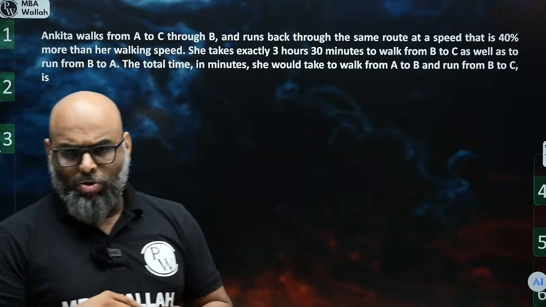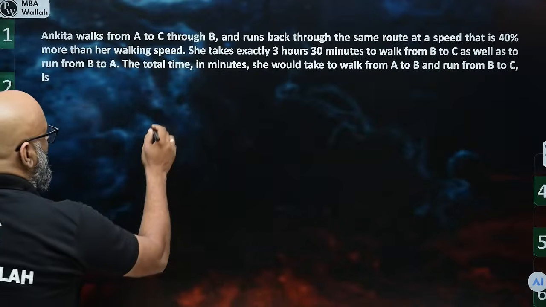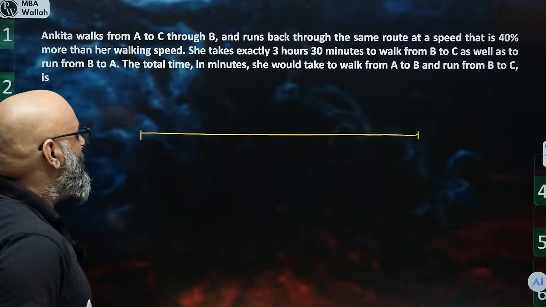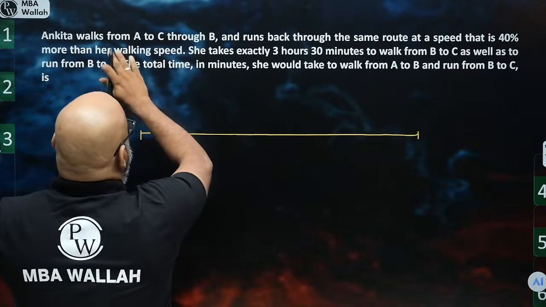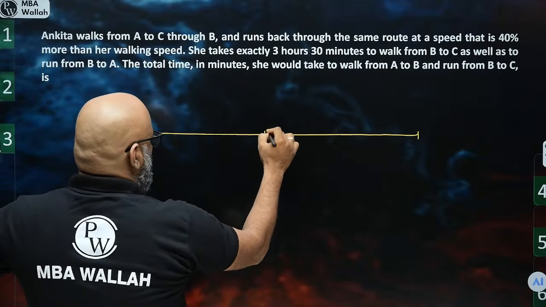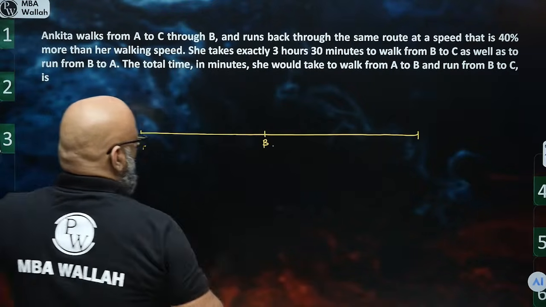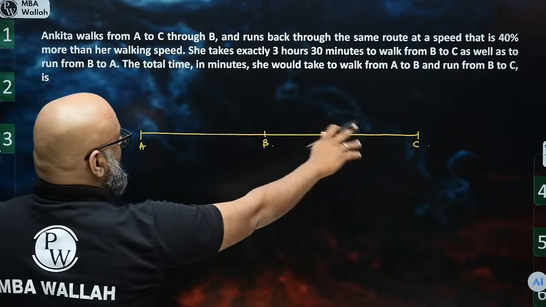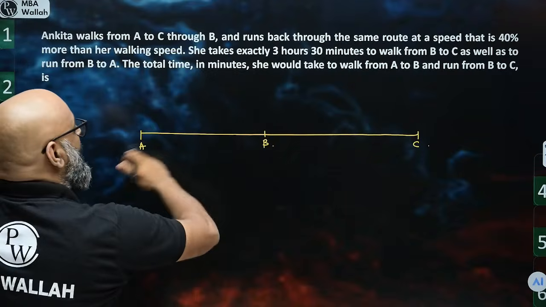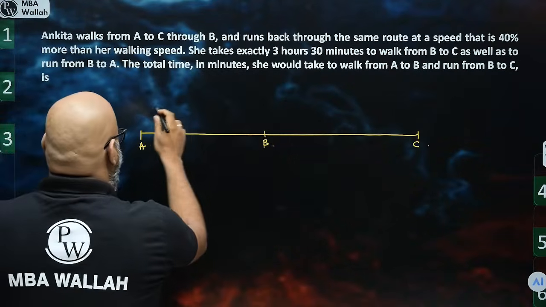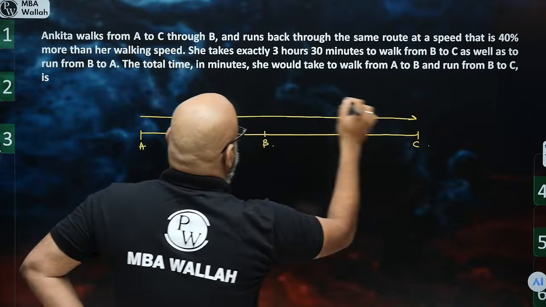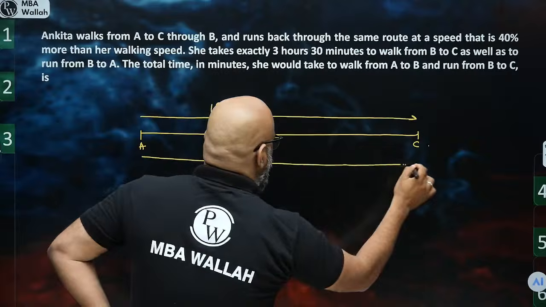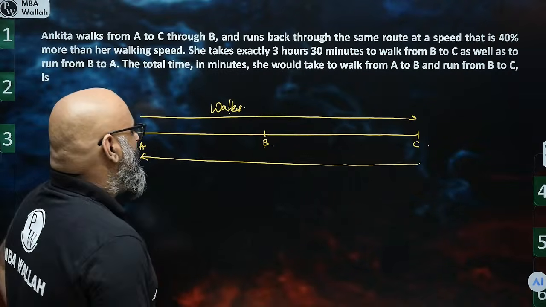So there are 3 towns, 3 points that we are looking at here. I'll draw a diagram, nice and neat, and see if I can extrapolate something from here. So she walks from A to C through B. So B is somewhere here. I don't know where B is. This is A. She walks the onward distance and runs back at a speed that is 40% more than her walking speed. So in the onward direction, she walks, and in the return journey, she runs.